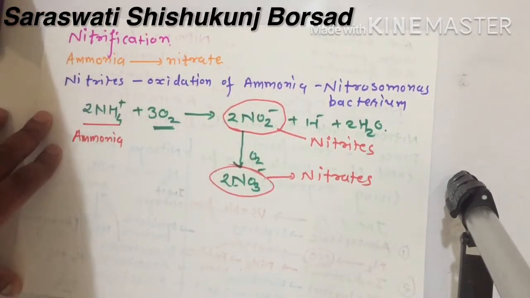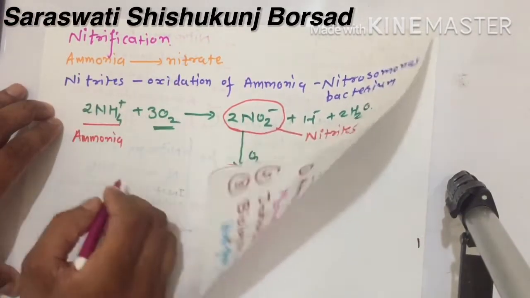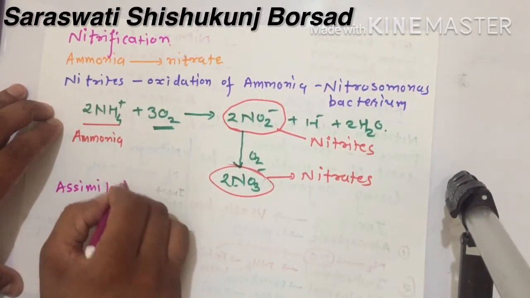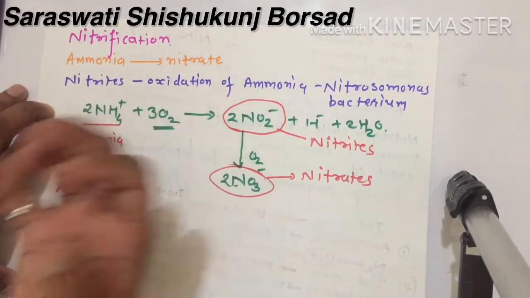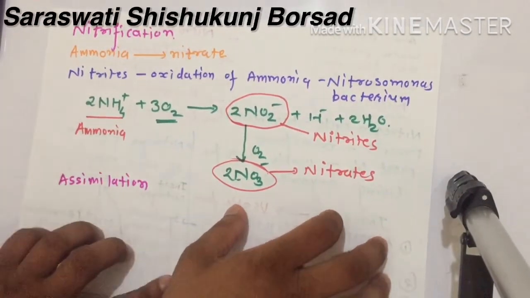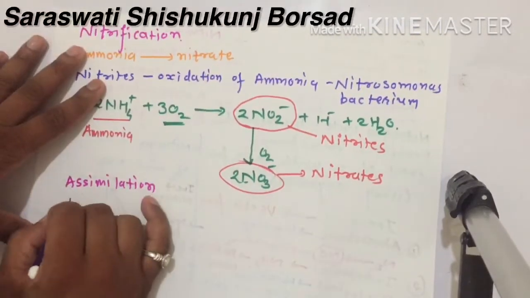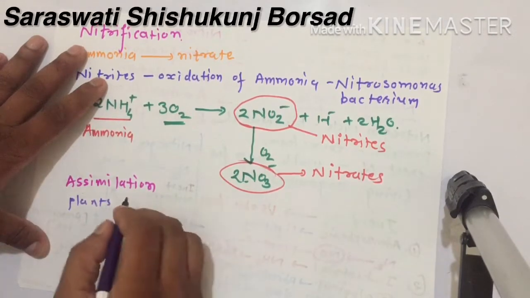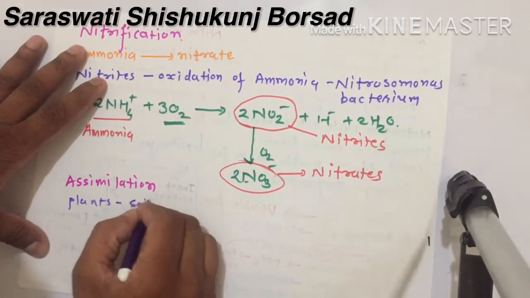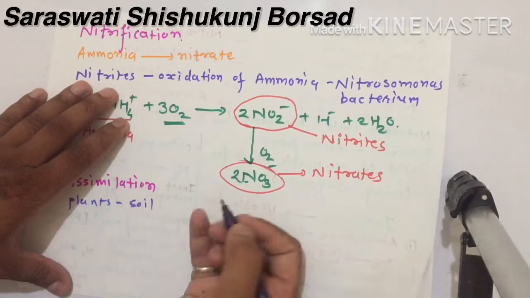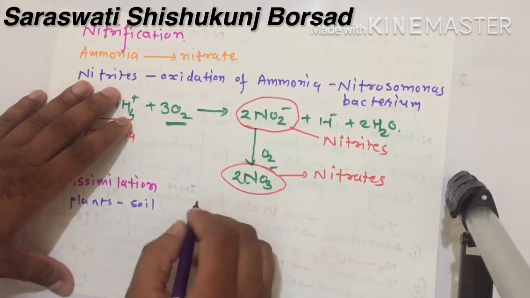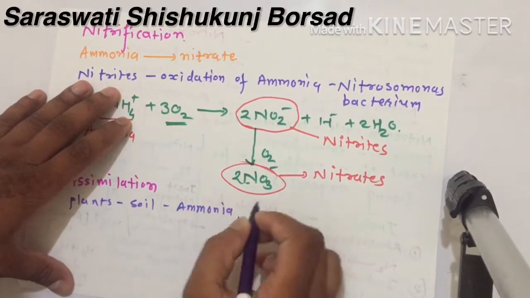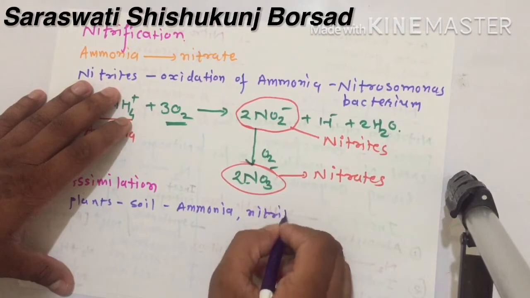Okay, after nitrification, we have assimilation. We know that assimilation means to use, right? Primary producers like plants take these nitrogen compounds from soil with the help of their roots, which are available in the form of ammonia and in the form of nitrite ions.